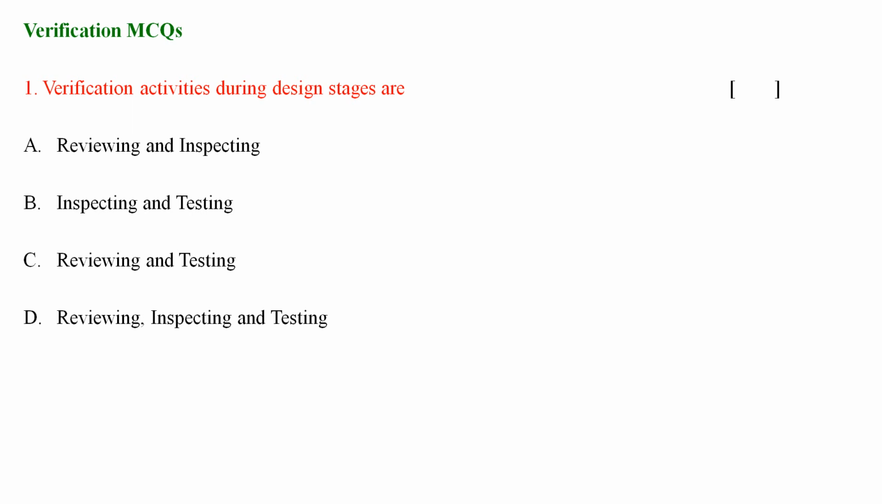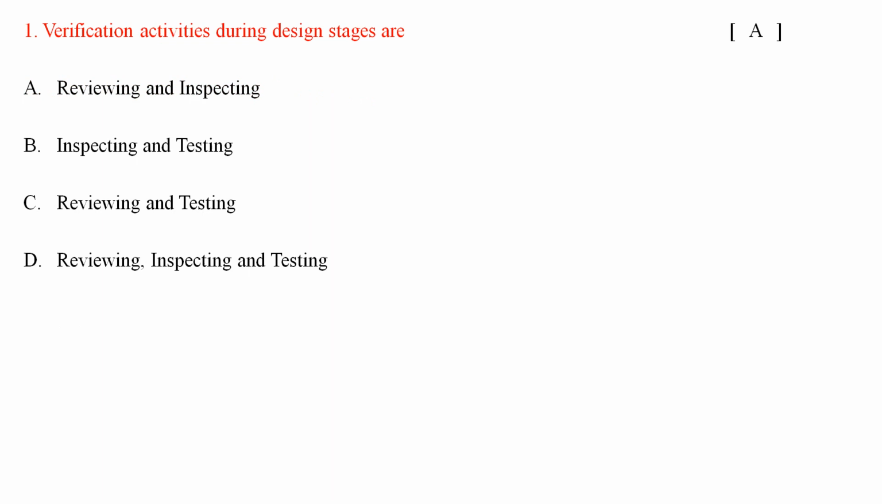So now, the verification activities during the design stages are, so as we know, verification activities will be performed at each and every stage in the software development lifecycle. Here, in the design phase, what verification techniques can be implemented during the design stage? That is the question. Reviewing and inspecting, inspecting and testing, reviewing and testing, reviewing, inspecting and testing. As we know, the verification techniques are reviews, inspections and walkthroughs. So obviously, the answer is A.